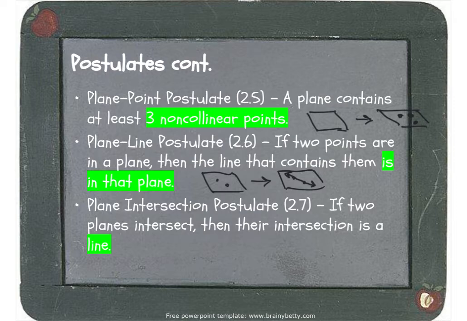Okay? The plane intersection postulate is if 2 planes intersect, then their intersection is a line. So I'm going to draw this the best that I can. So this intersection is a line. The intersection of 2 planes is a line.